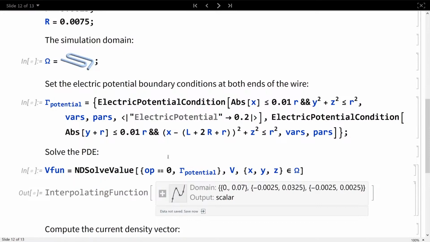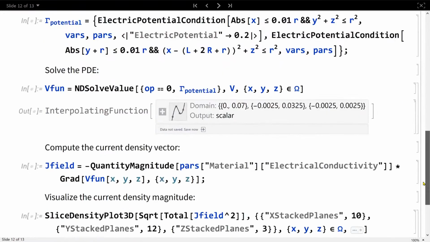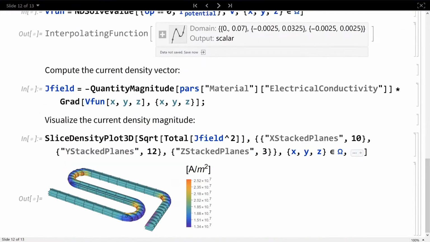Solve the equation using DSolveValue and compute the current density, and you get back this beautiful plot of the wire and how it behaves at all these corners. So if you want to do really fine-grained PDE modeling accurately, then the FEM approach is what you need. And I think that this is a wonderful area for functionality. It needs to be even better known than what it is right now.